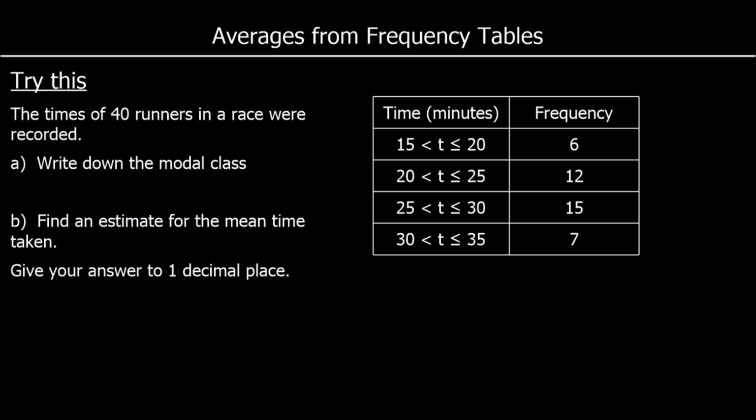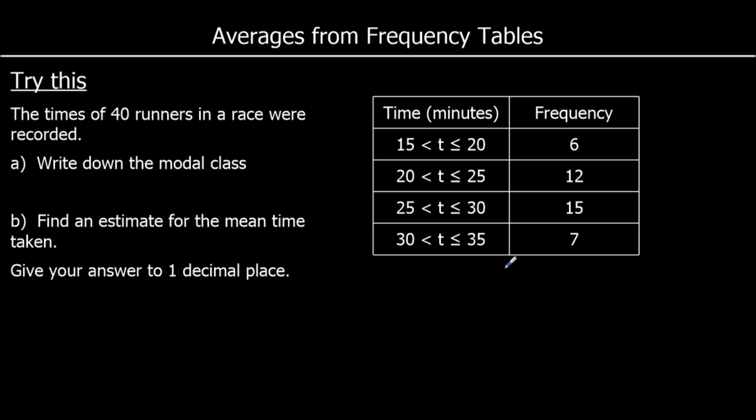Okay, last question. So pause the video and give this a go. The times of 40 runners in a race were recorded. So we've got time in minutes, and we're not given the exact times again. We just know the range. So 6 runners were between 15 and 20 minutes. 12 were between 20 and 25. 15 were between 25 and 30. And 7 were between 30 and 35.